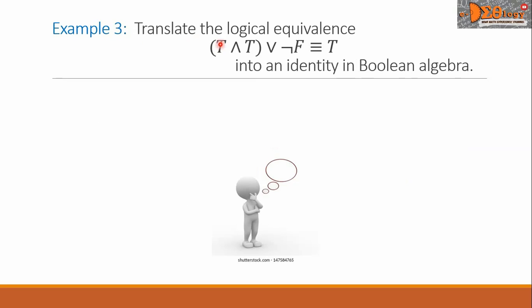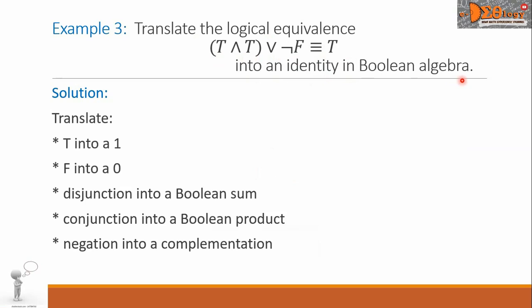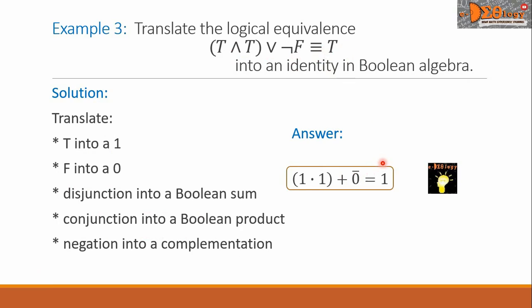Example 3: translate the logical equivalence t and t, or not f is equivalent to t, into an identity in Boolean algebra. For our solution, we're going to translate t into a 1, f into a 0, disjunction into a Boolean sum, conjunction into a Boolean product, negation into a complementation. For our answer, we will write here that t and t becomes 1 times 1, or becomes plus, the not f becomes 0 bar, the symbol of equivalence is now an equal sign, and the t is changed into 1. This is the final answer.